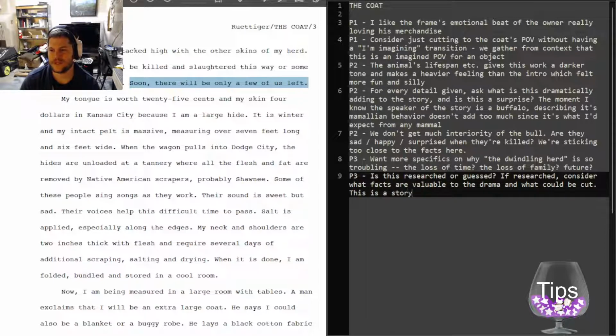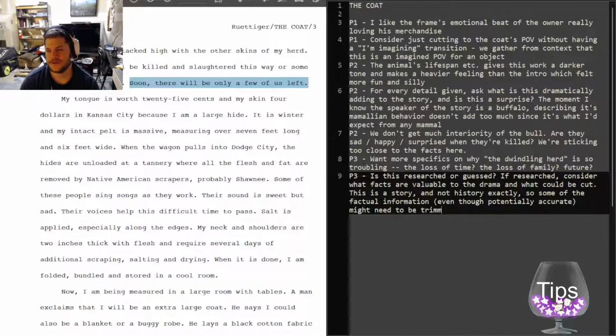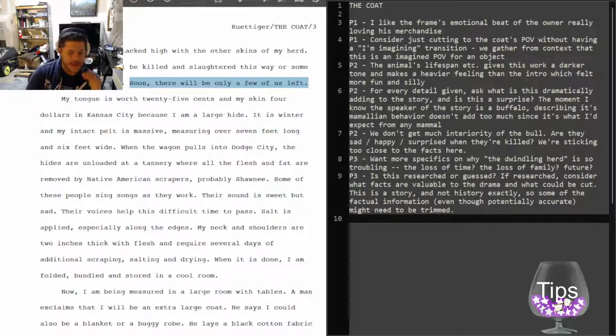This is a story and not history. Exactly. So some of the factual details might need to be trimmed. Yeah, so you have a lot of factual information here. Whether or not it's historically accurate, it could be, I don't know. Is it necessary is the question you want to keep asking.